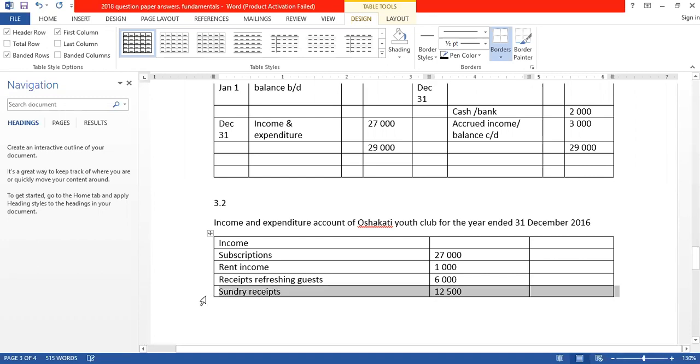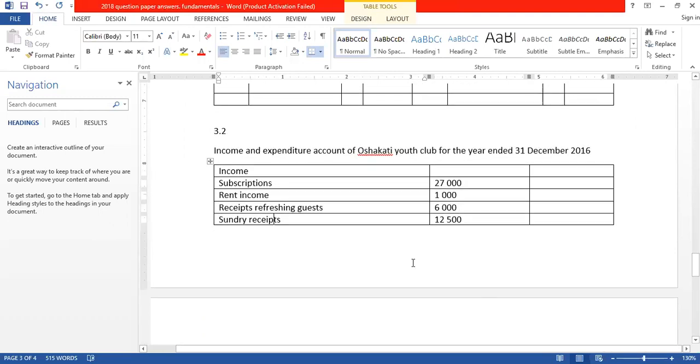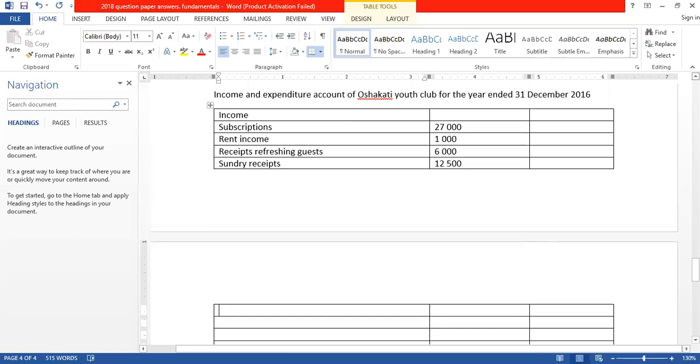Okay. So we move on to our next item, since these were the only incomes that we have. Looking at the information given, these were the only incomes: the subscription, the receipts for renting of park, the receipts for refreshing guests, and the sundry receipts. Remember, receipts means money received. You give a receipt when you receive money.